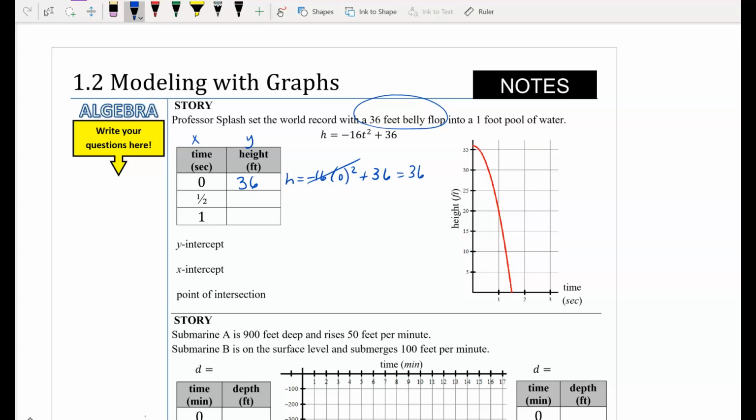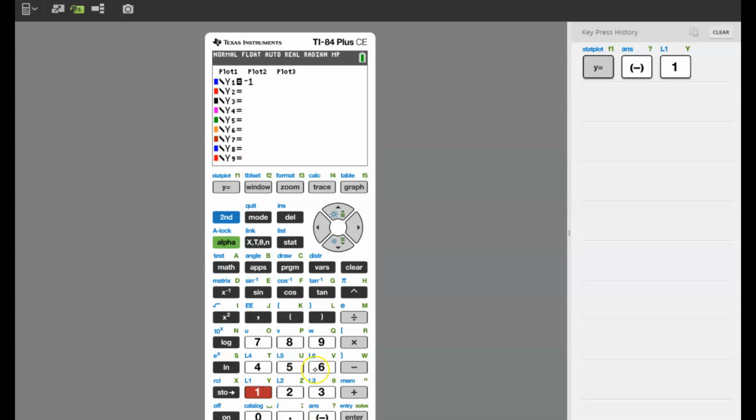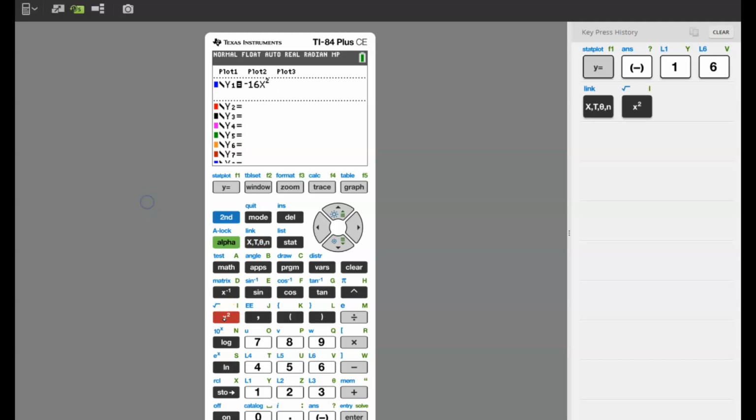Now, if we have many values that we need to find, then we can let the calculator do all that arithmetic for us and save us some errors. So let's go to the calculator, and let me show you how to put that in your calculator and find those values. As long as you have an equation that's solved for one variable, like this one is solved for h, you can put it in your calculator in terms of x and y. So h is the y1 right there, and then we're going to type negative 16 and then use the x that's next to the alpha button, and here's a square shortcut right here, and then plus 36.